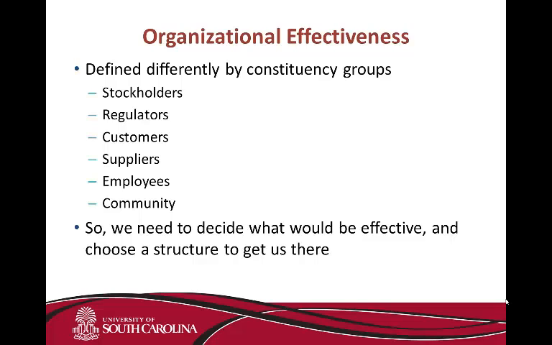Stockholders provide capital, but in today's environment, there may be very many other important resources, such as knowledge that we get from the people we employ, that are going to be very important in addition to capital. So here's a few examples. We could certainly come up with some more. Most corporations deal with stockholders, regulators, customers, suppliers, employees, and other things. So we need to decide what's going to be effective based on our stakeholders, and then we need to think about a structure that's going to get us there.